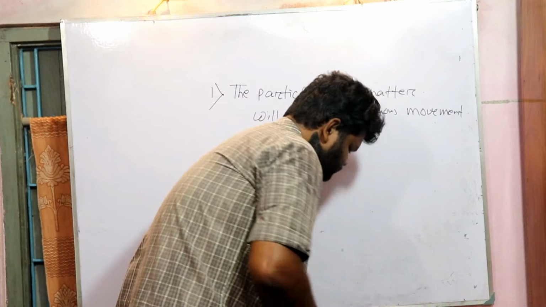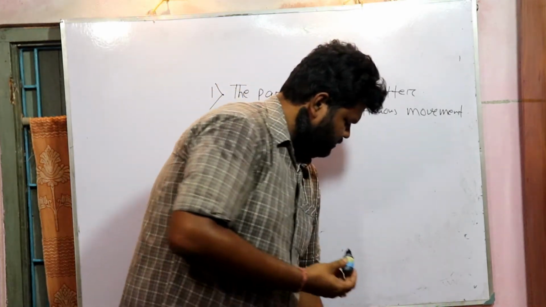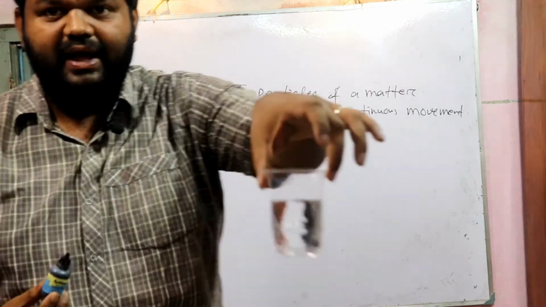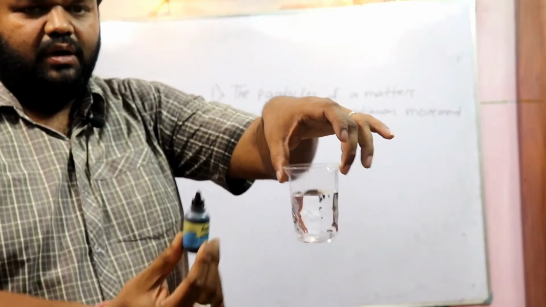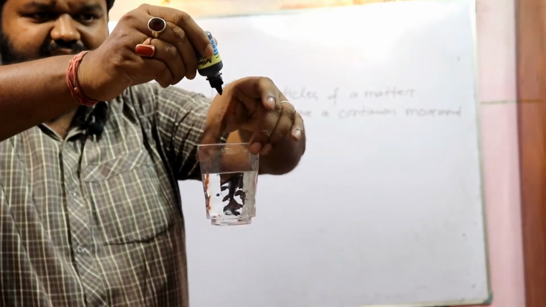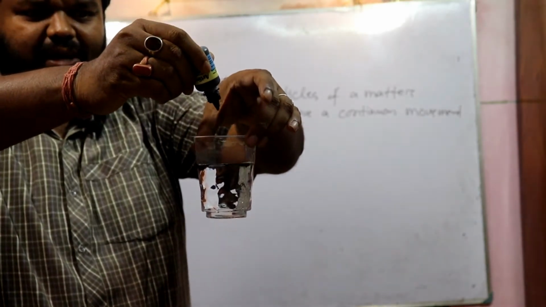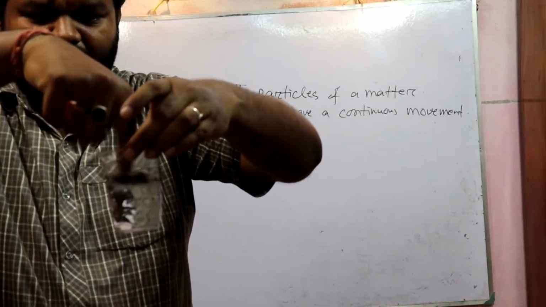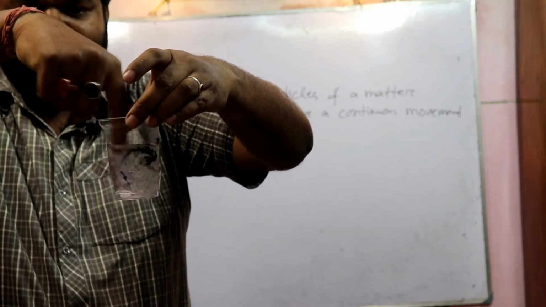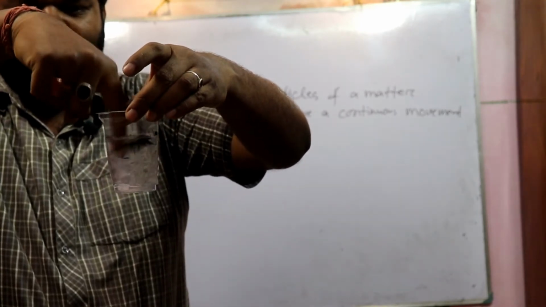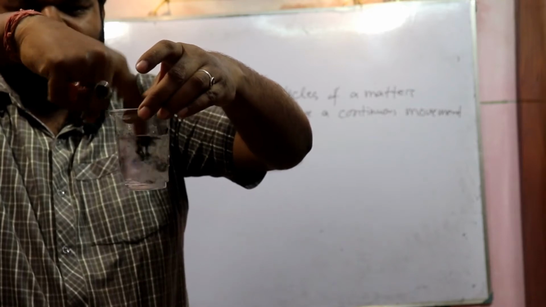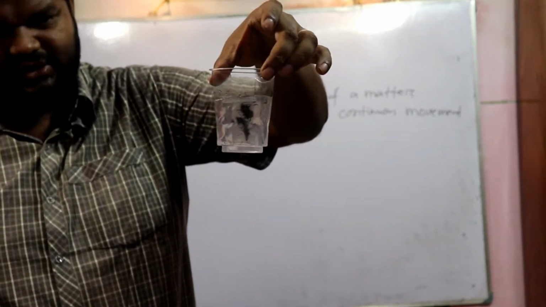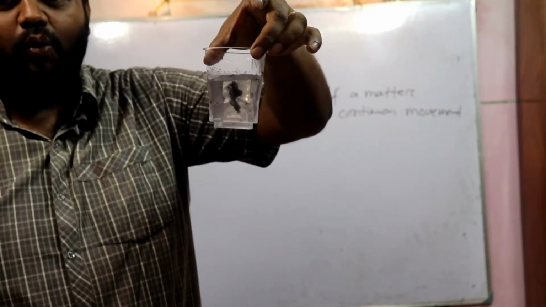Right now, this is ink, and this is water. Let's see what happens here. I am dropping some ink in it. When you stir it, then the ink has already spread through all the water molecules.